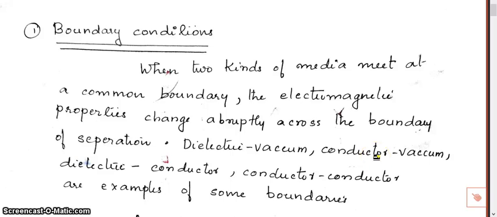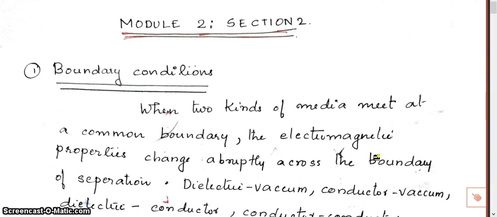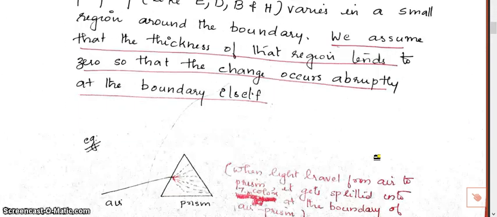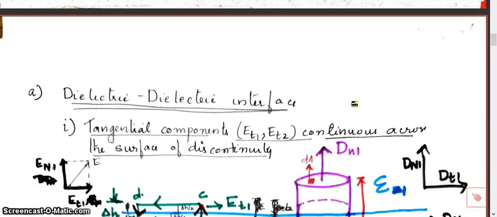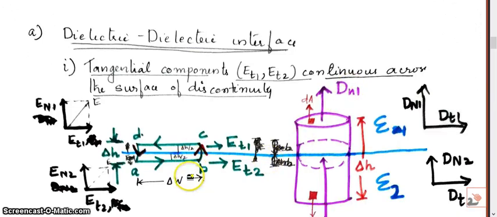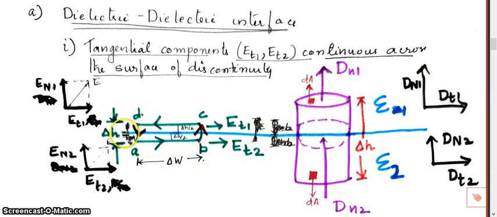So, good morning. In this section, we will see the different boundary conditions. First, we will see the dielectric interface. Here, this blue line shows the boundary of two dielectric media, and the upper one is medium 1 and the lower one is medium 2. The permittivity of medium 1 is epsilon 1 and that of medium 2 is epsilon 2.